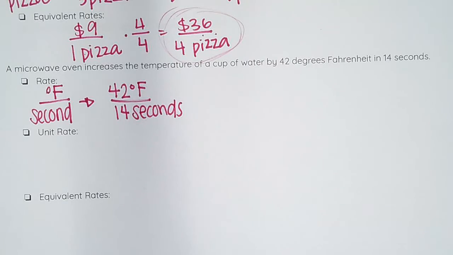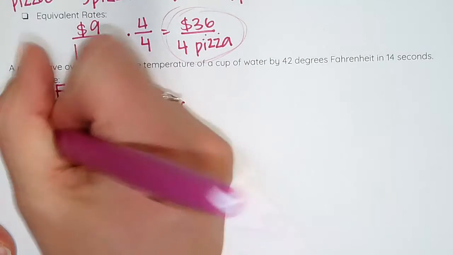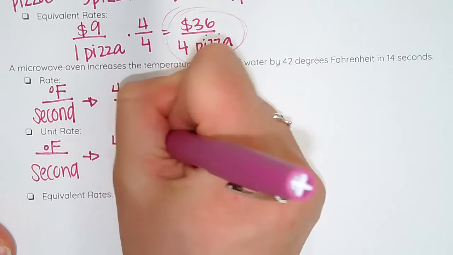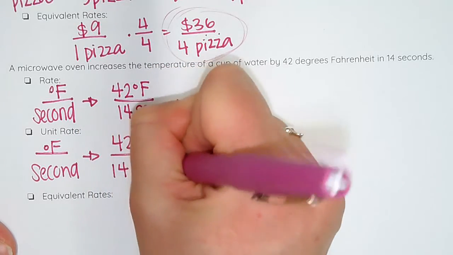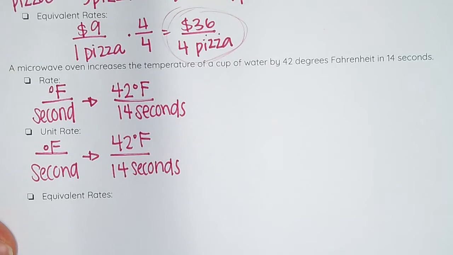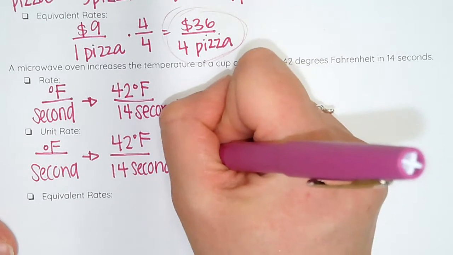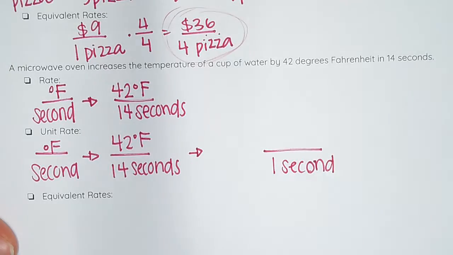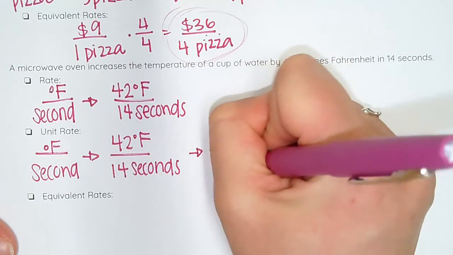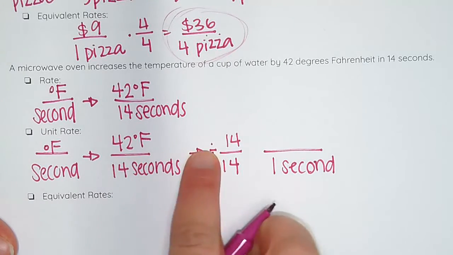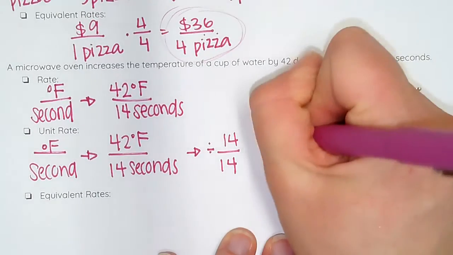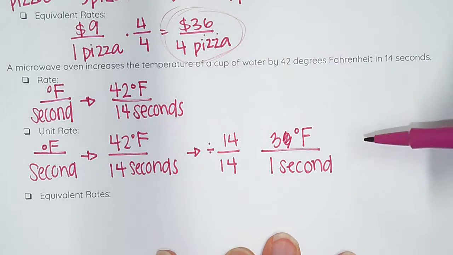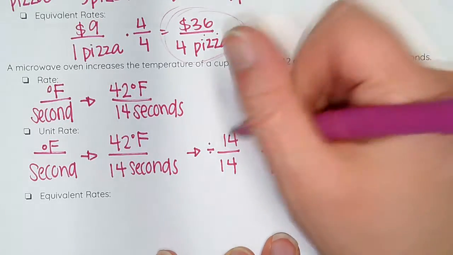We then move to our unit rate, where again, I want to start with this. Degrees Fahrenheit per second, 42 degrees Fahrenheit for 14 seconds. But in my unit rate, what do I want in my denominator? I want a 1. So how am I going to get 1 second in my denominator? I'm going to divide by 14. Now I take 42 divided by 14, which will get me 3 degrees Fahrenheit. So my unit rate for this would be 3 degrees Fahrenheit per 1 second.